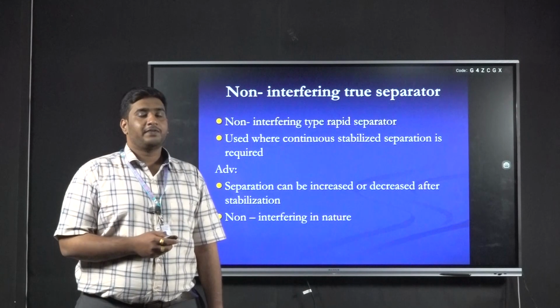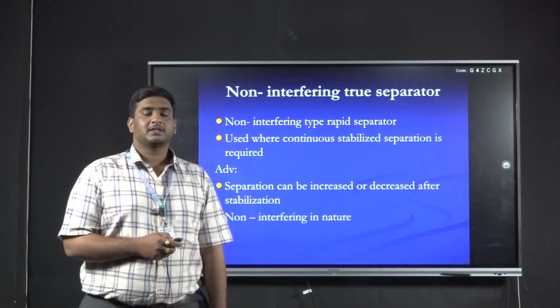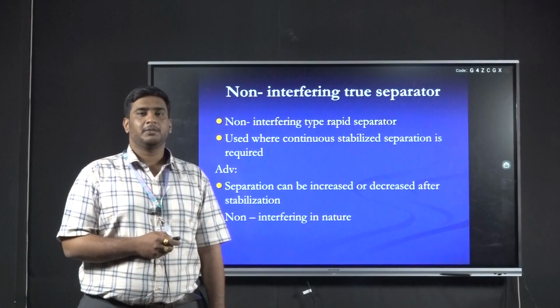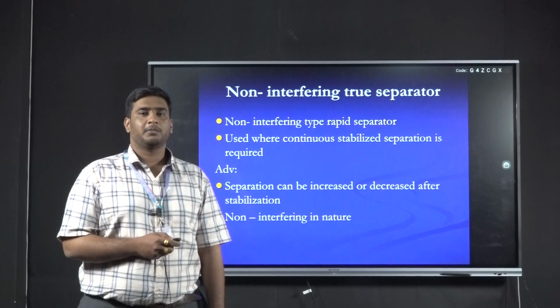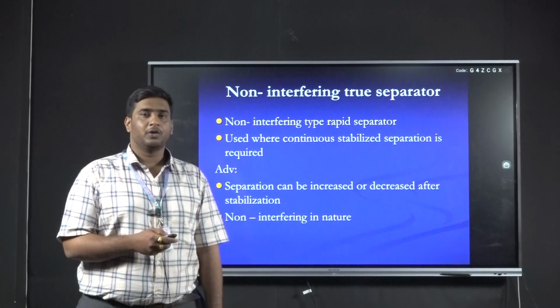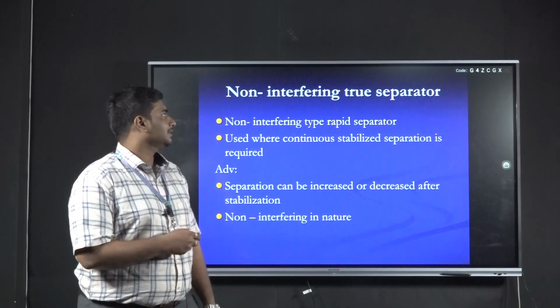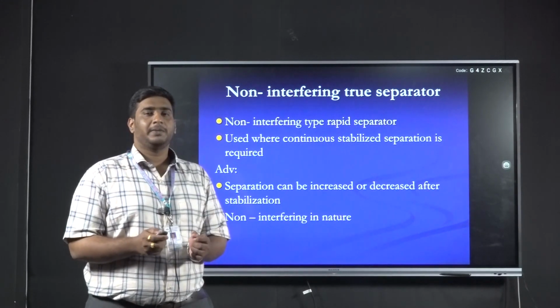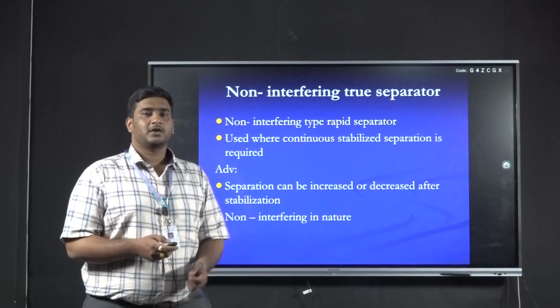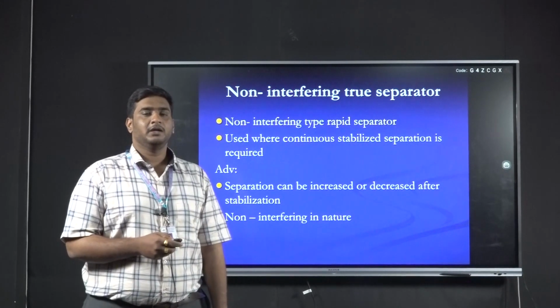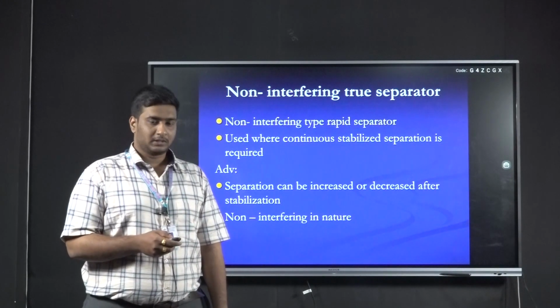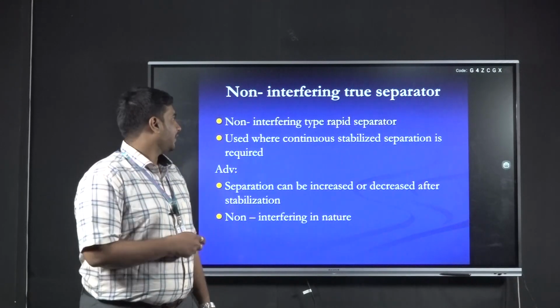So coming to the non-interfering tooth separator, it also works on the same principle of traction. It is similar to the Ferrier double bow instrument itself, but the only difference between the Ferrier double bow and this non-interfering tooth separator is that there will be no bows interfering in case of placing the matrix band. There will be non-interference of the bows. So this is known as the non-interfering tooth separator.